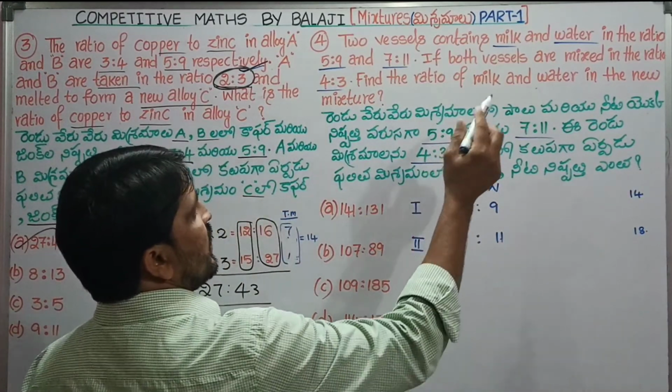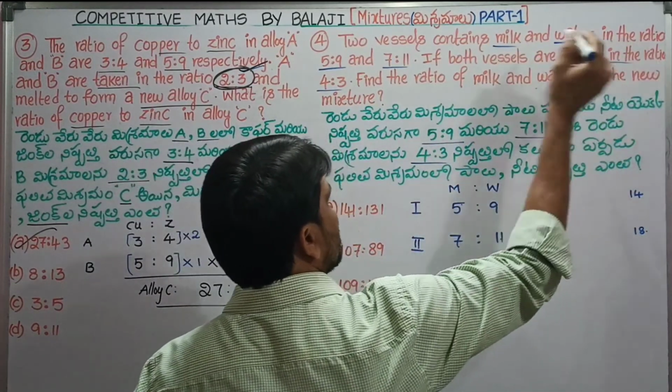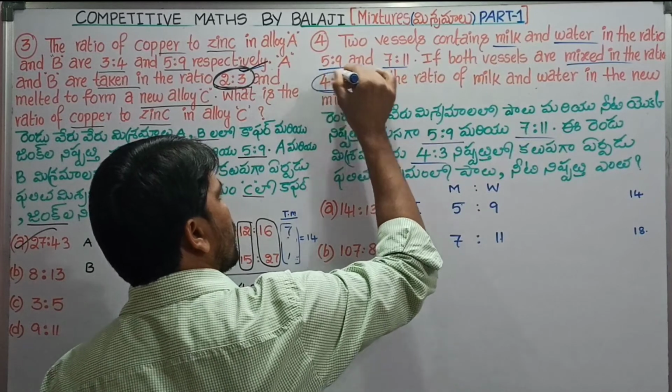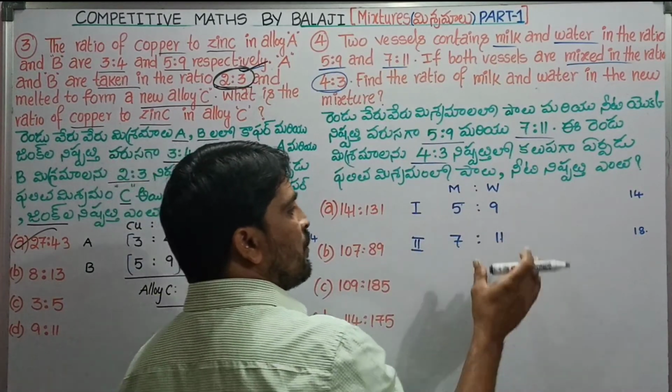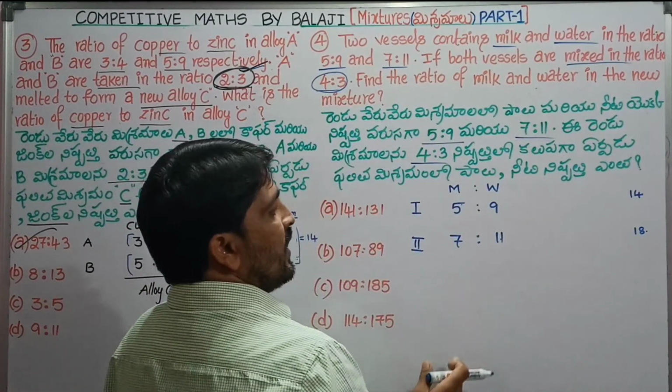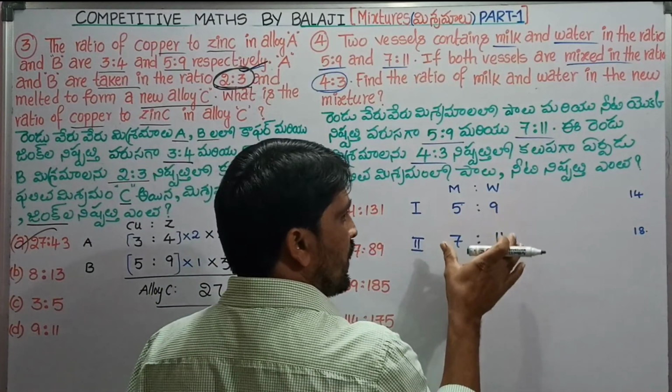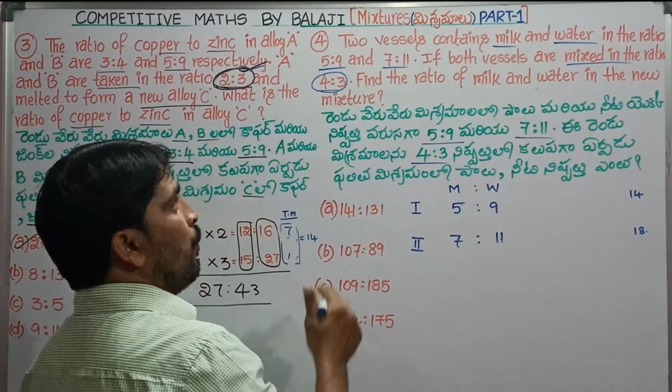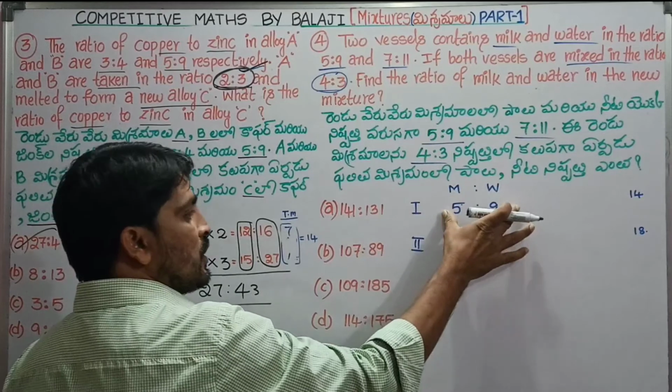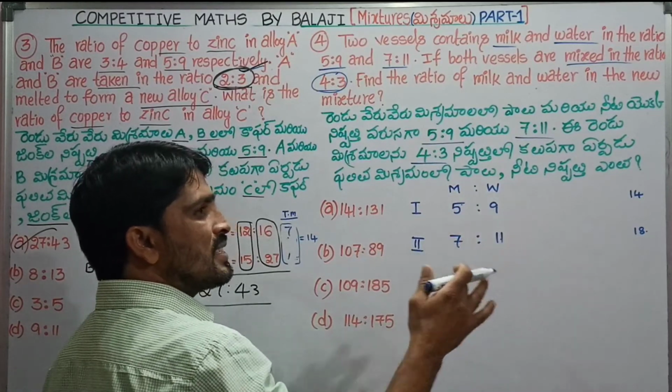But the question says that these vessels are mixed in the ratio 4:3. To make them 4:3, before that we have to make them equal. వాటిని 4:3 నిష్పత్తి చేసే ముందు ఈ రెండు నిష్పత్తులను సమానం చేద్దాం.